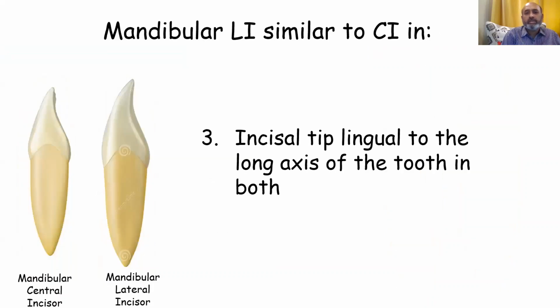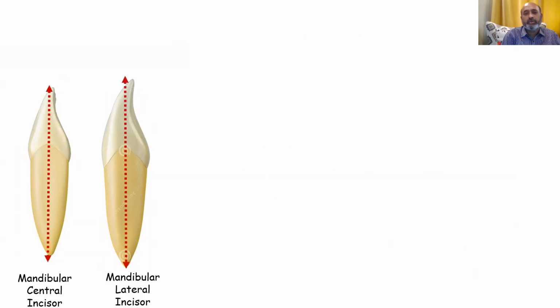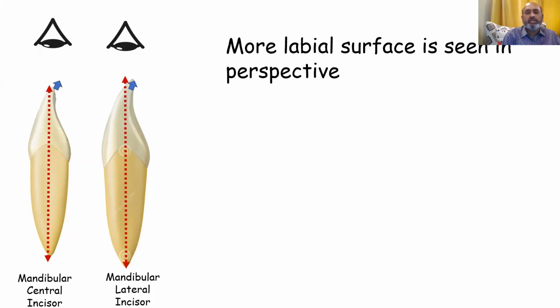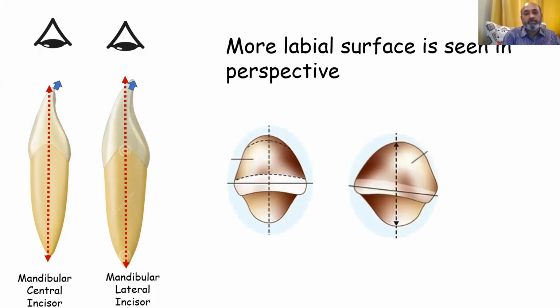The incisal tips of both the teeth curve in a lingual direction. So the tips of the incisals are more lingually placed as compared to the long axis of the tooth. So when we look at the tooth from the incisal aspect, we see more of the labial surface in perspective, because the tooth is tipping in a lingual direction with the tip of the incisal more lingually placed.